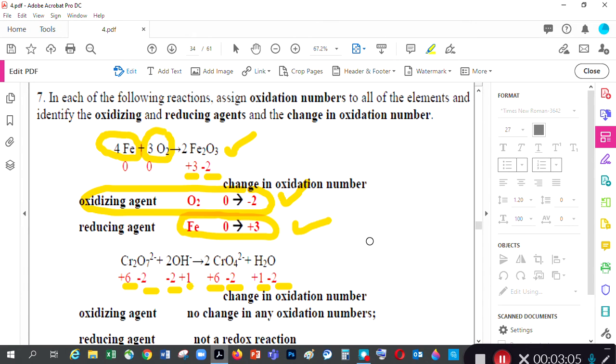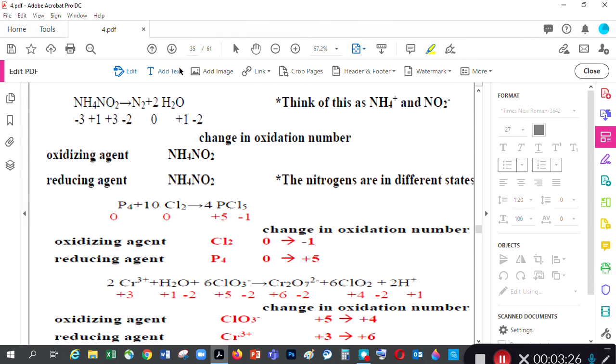So for me, I don't see any change. It's the same thing. There's no oxidation, no reduction. Therefore, this type of chemical equation is not a redox at all. So this is not a redox. This is a normal chemical reaction, no redox reaction. Let's go and look at some more examples.